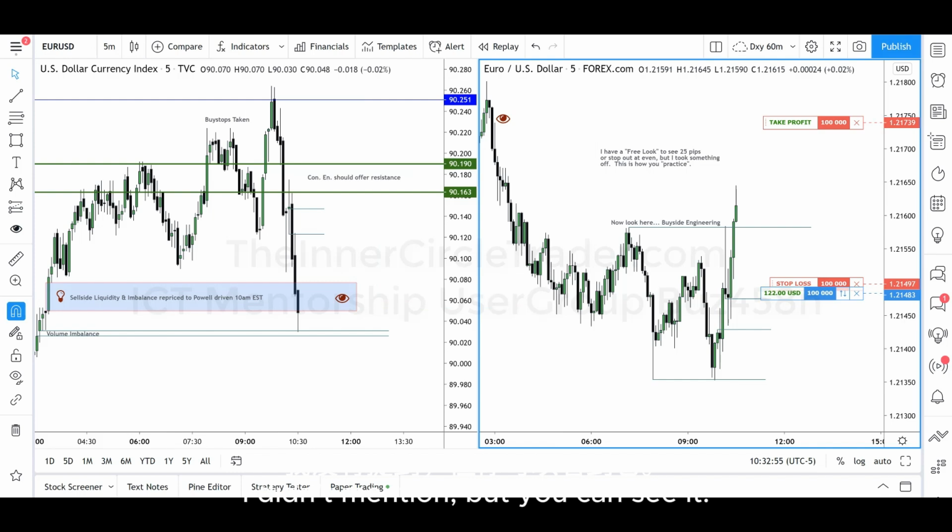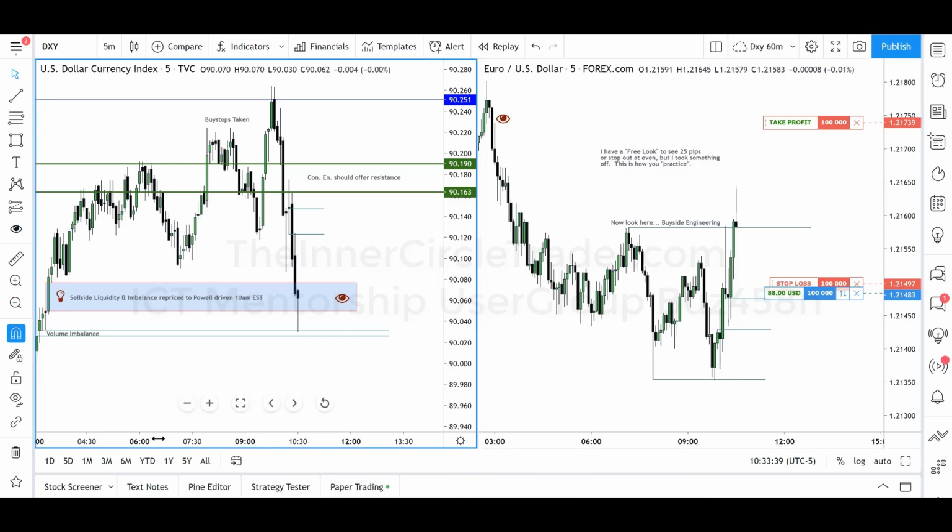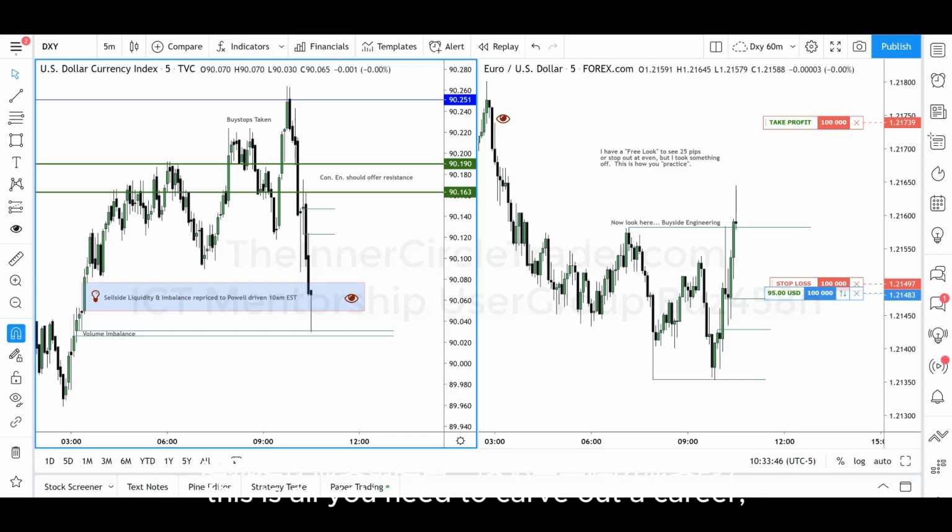I didn't mention, but you can see it. I outlined the volume imbalance that the dollar index trades down into. It goes a little bit deeper into that still. But overall, this alone, if you could do these types of setups once per day, this is all you need to carve out a career, to replace your job, to pay your mortgage, to put food in your refrigerator, to pay your utility bill, okay?